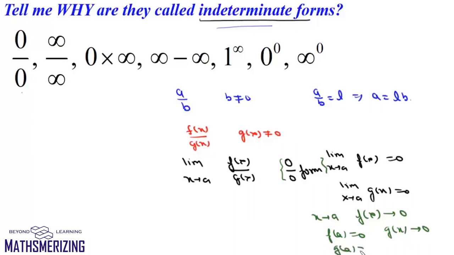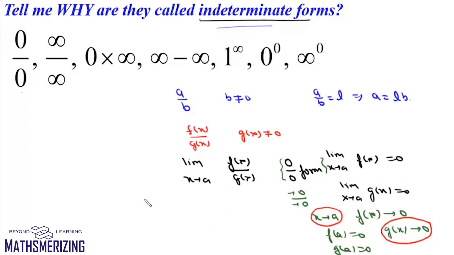It is exactly 0 at a. But when x approaches a, g(x) is nearly 0 but not exactly 0. So here when we say it is 0 upon 0 form, it is nearly 0 upon nearly 0. So here also it is not division by 0. It is division of a very small number by another very small number. Now when x approaches a, g(x) approaches 0 but g(x) is not equal to 0. And when g(x) is not 0, then, as when b is unequal to 0, we can define a upon b, and we can write a upon b as some number L.